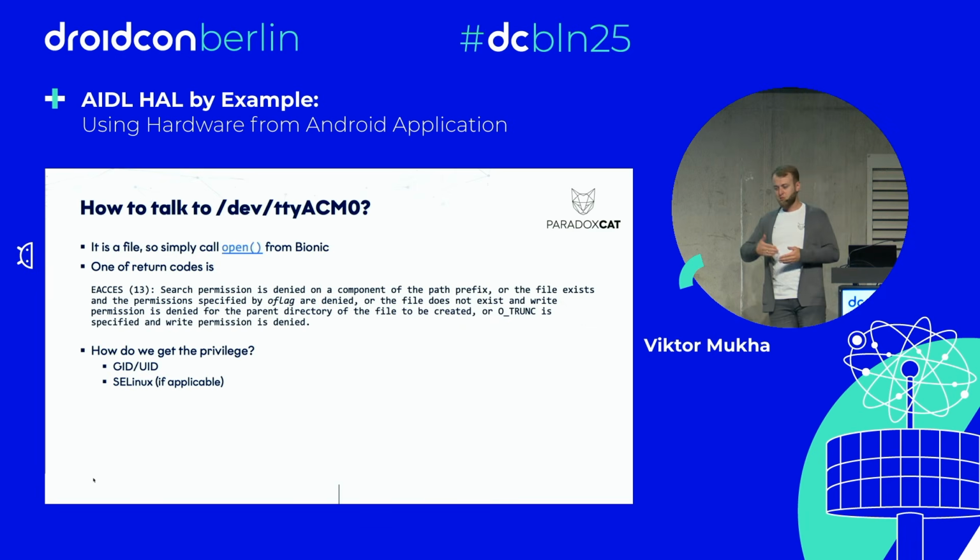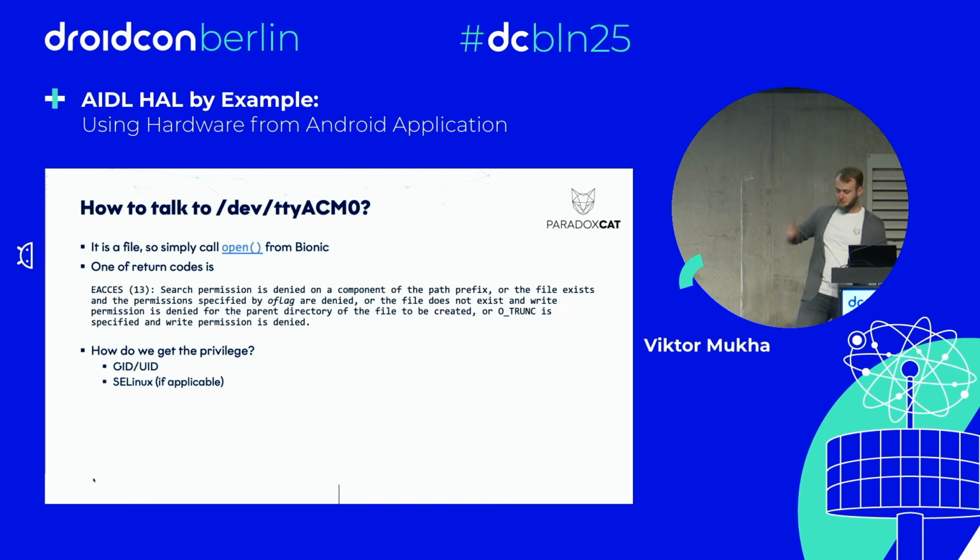Then the next step, right? We're still on a Linux level. So how do we talk to this dev entry? We call open. It's a file, right? In this case, it would be using Bionic in Android, which is the libc implementation. So one of the return codes, if you look at the documentation, is EACCES, 13. This is the one we're getting.